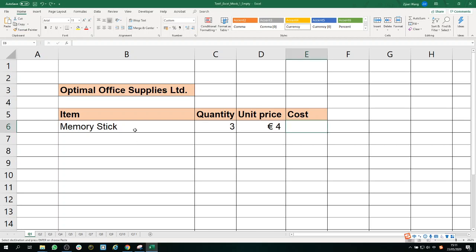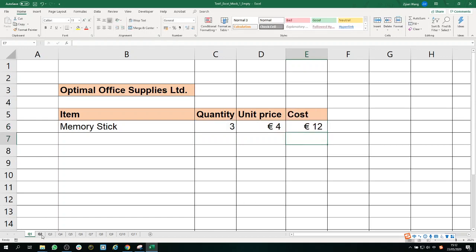We have an item called a memory stick. We have 3 of them, selling for €4 per unit. So the cost would be equal to the quantity times the unit price. That's it. So simple, right? But this is the result. The answer is actually the formula. To make sure you have the right answer, you should always copy the formula, not the result.